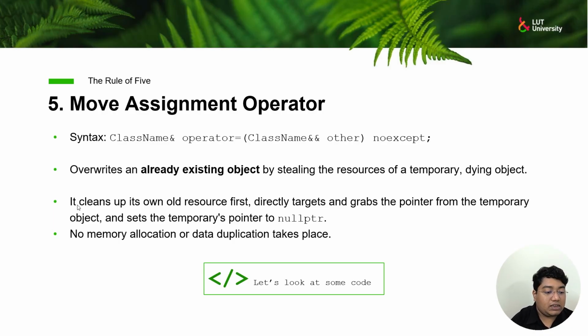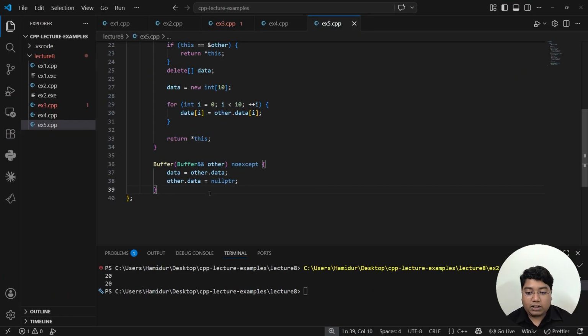So here the steps are simple. The destination object lets go of its current resources. Then it takes ownership of the source object's pointer. Finally, the source object is left empty by setting its pointer to a null pointer. Again, no memory is copied. The ownership is simply transferred. So let's go ahead and see an example.